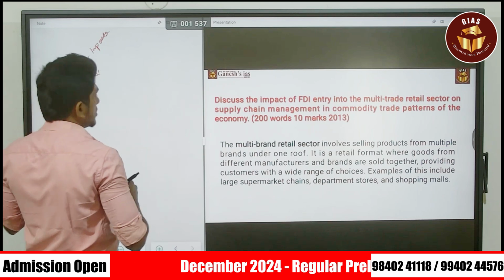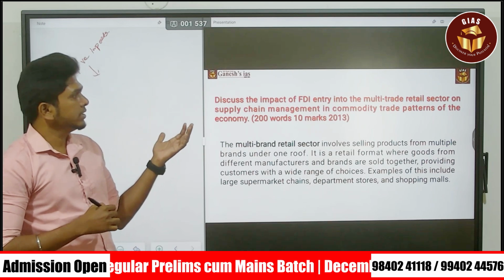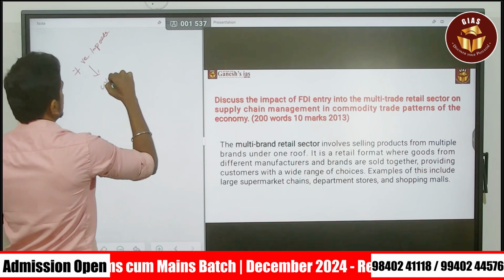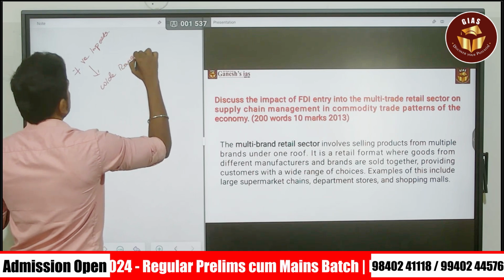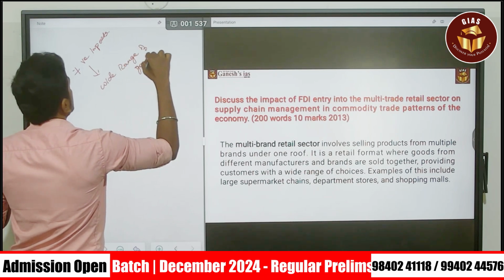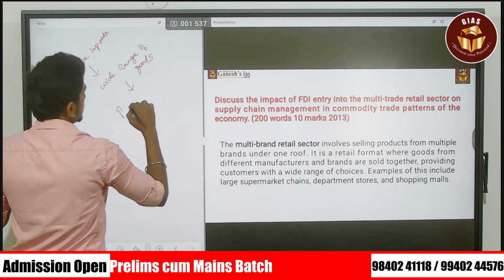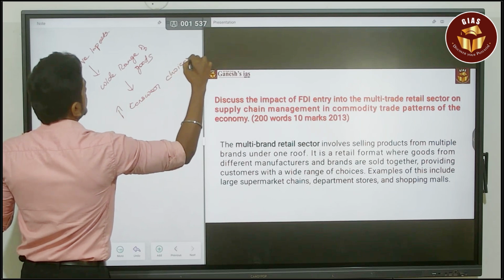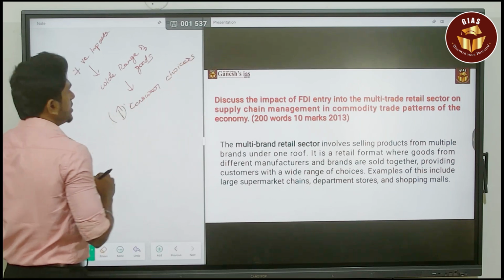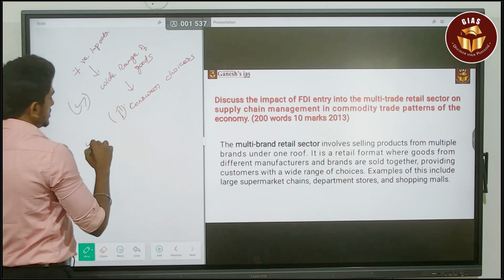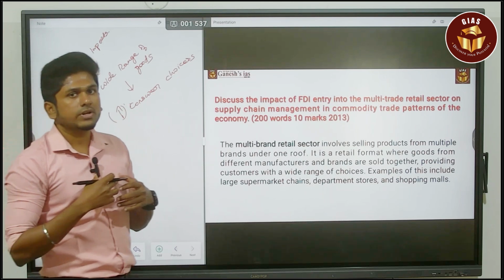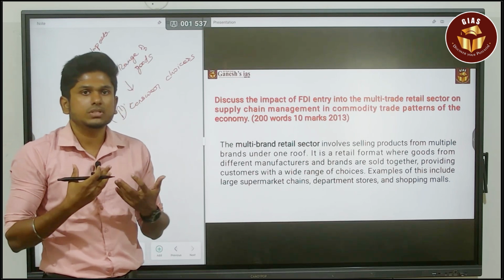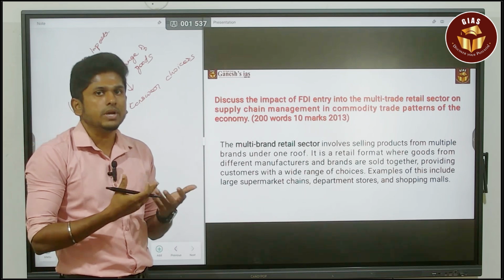When it comes to FDI into this multi-trade retail sector, the first major impact is the wide range of goods. That is going to increase the consumer's choice. So the consumer choice is going to increase. That is the first major benefit. The wide range of goods increases the consumer's choice of going for new goods, buying new goods.